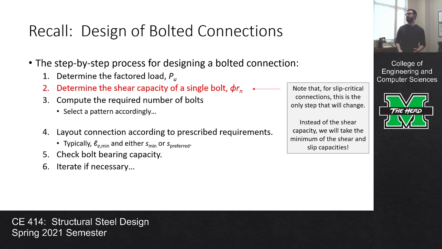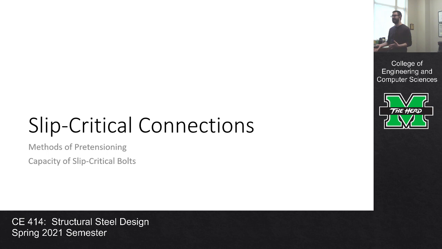But before we do that, we kind of need to talk about what a slip critical connection even is. How does it differ from a bearing type connection? What's this deal with pretensioning? How do we pretension bolts? And there's a variety of methods that we can use to do that. And then how do we compute the capacity of a slip critical bolt?